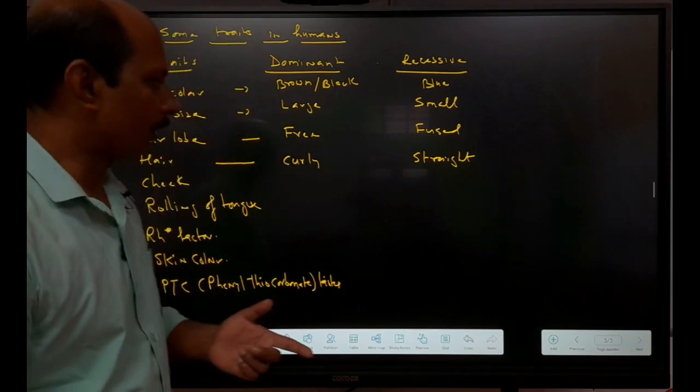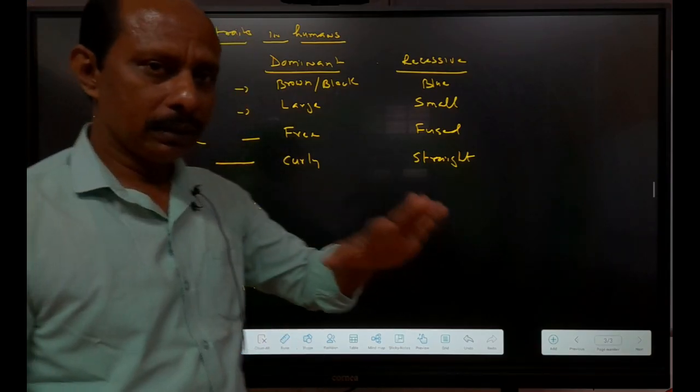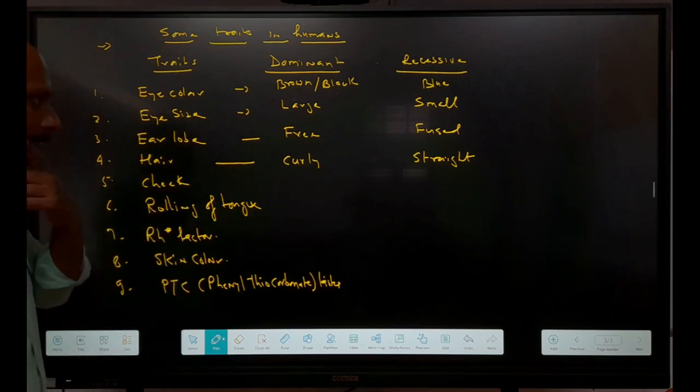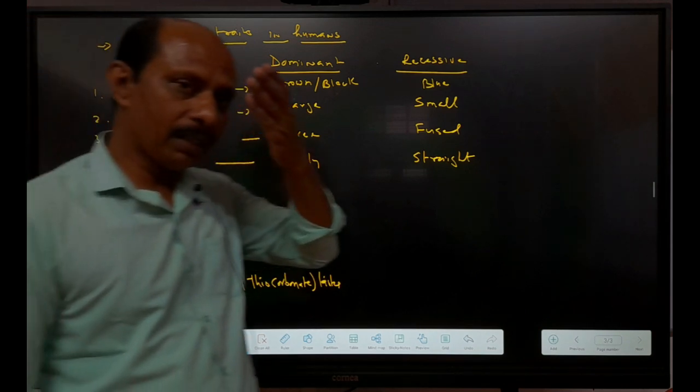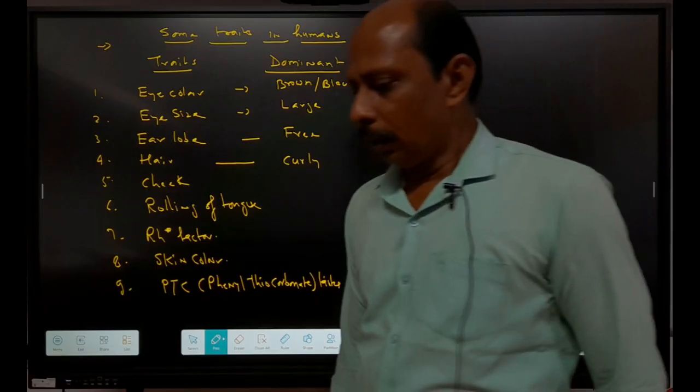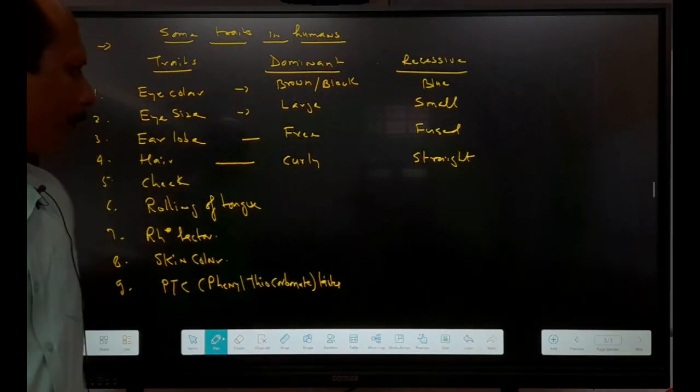That's why it is called sex influenced. So curly hair represents the dominant trait here. And smooth hair, very shiny and very straight hair, is recessive.